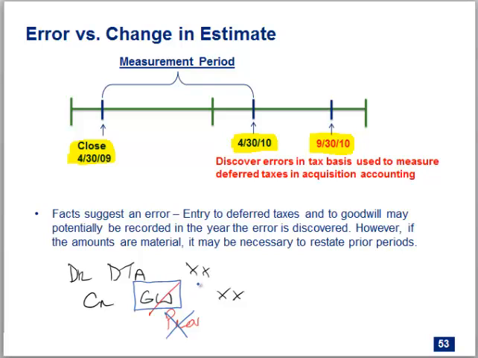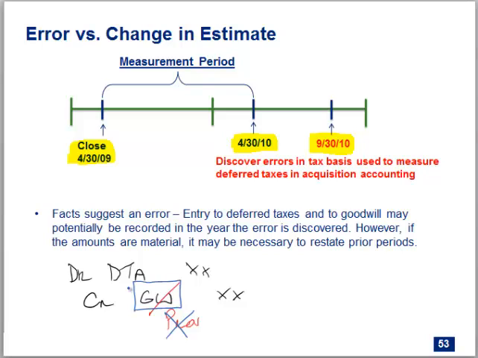Okay? So if you're correcting an error, not changing an estimate or changing your facts or whatever, you're just saying, gosh, this was a boo-boo. I should have had a DTA. I should have reduced my goodwill. Nothing that's happened between then and now has changed that other than I figured out that I made a mistake. If that happens outside the measurement period, that's a boo-boo, right? And you should go back and put that entry through goodwill.